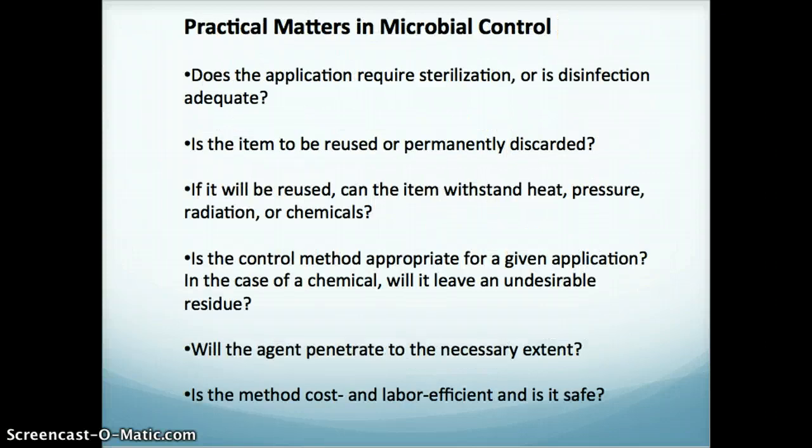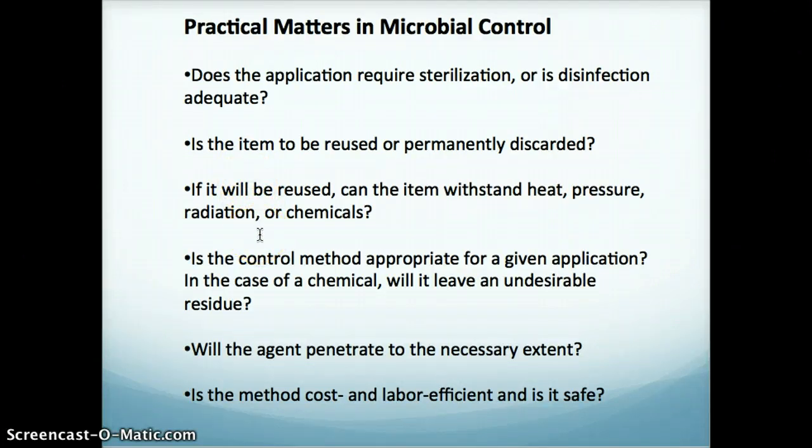So when we look at a clinical setting or a laboratory setting, what are the practical matters that we need to think about in microbial growth? Some that you should consider are: does the application require sterilization, so endospore killing, or is disinfection adequate? That would depend on the presence of endospores. Is the item to be reused or permanently discarded? These are other things to think about.